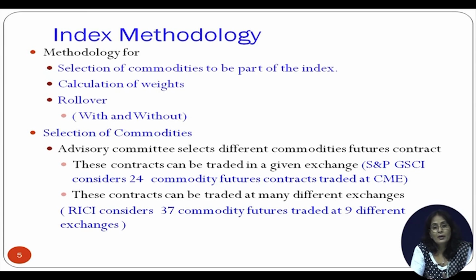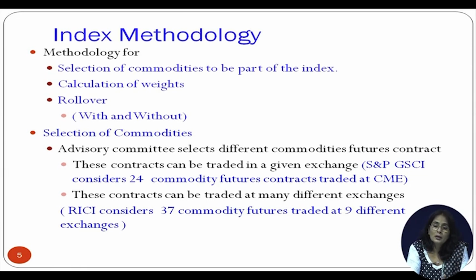So let's say in India, at NCDEX, you have around 60 different commodity futures contracts traded. The next question is whether these 60 should be included in the index, or whether a smaller number of futures contracts should be included. What should be the methodology for selection of commodities to be part of the index? Now the second aspect is, having selected a particular futures contract, what should be the weight of that particular commodity future in the index.